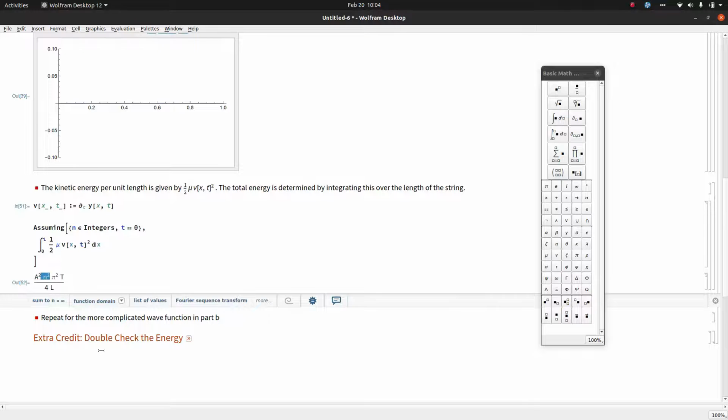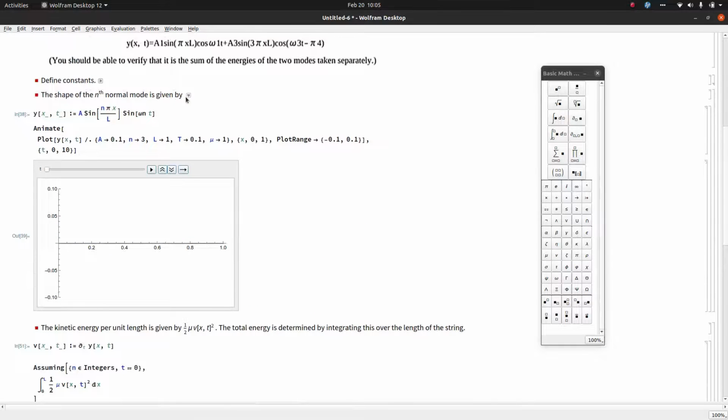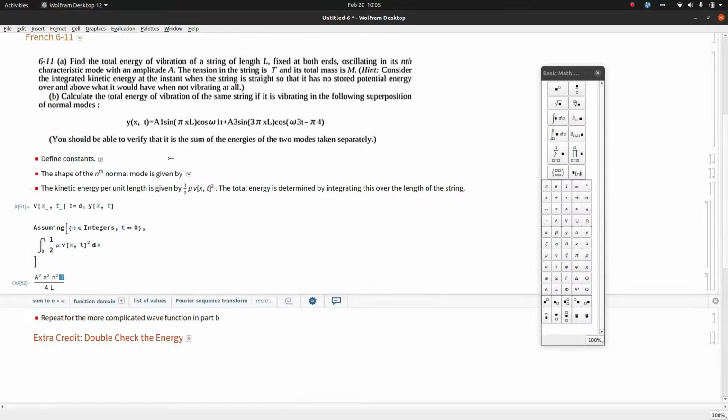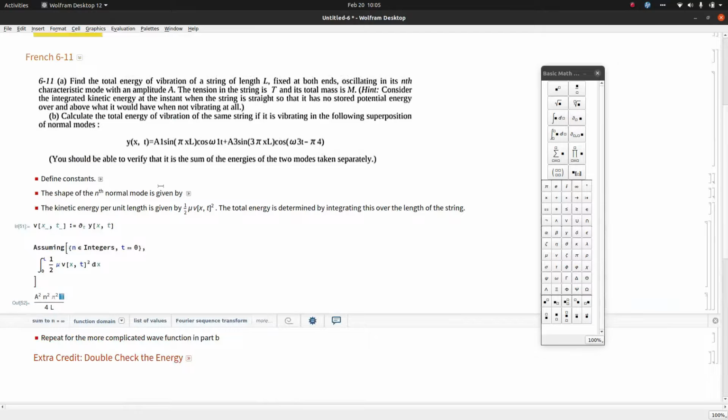We also have the mode number squared here. And then we also have some properties of the string. So for example, a string under more tension will have a larger energy of vibration. So we've done part A, and that's worked out quite nicely for us. I'm just going to minimize that. Now we're going to move on to part B.